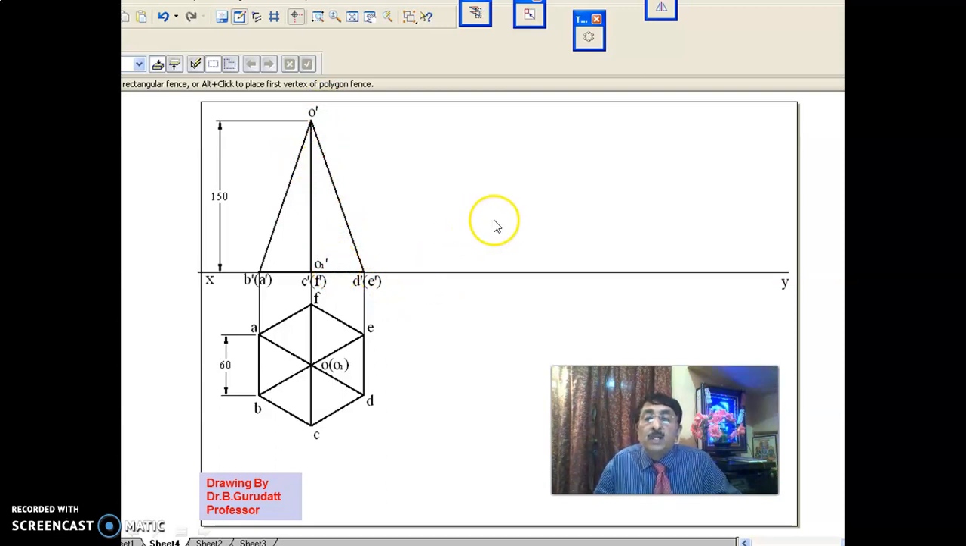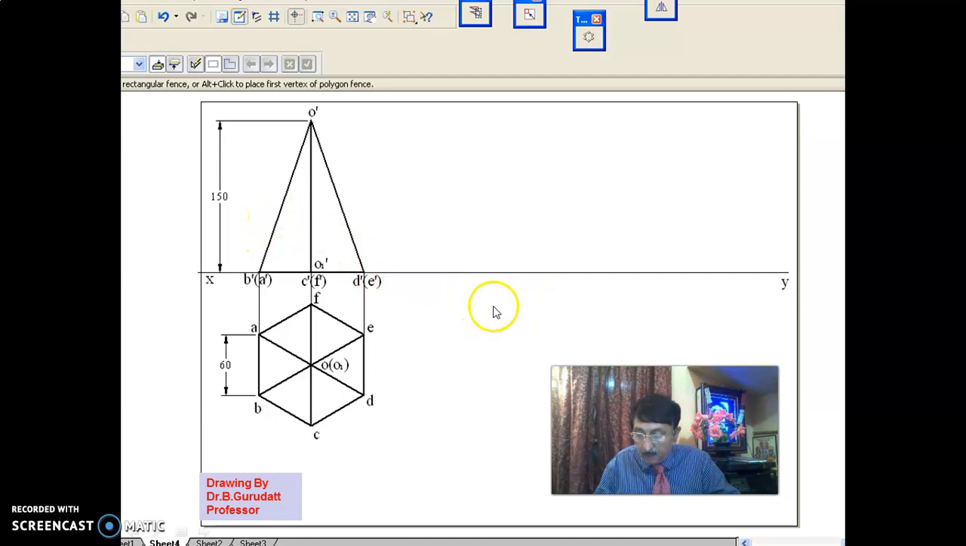Now in this position, if you tilt right or left, it will be resting on a base edge only on HP. If you tilt right, it will be resting on D on HP. If you tilt left, it will be resting on edge AB on HP. If you completely tilt right, it will be resting on triangular surface ODE on HP. If you completely tilt left, it will be resting on triangular surface OBA on HP.